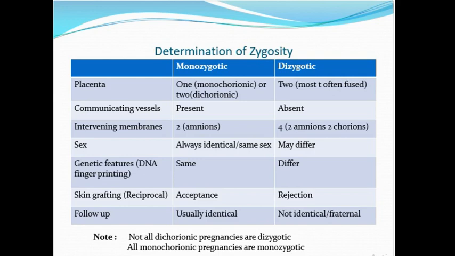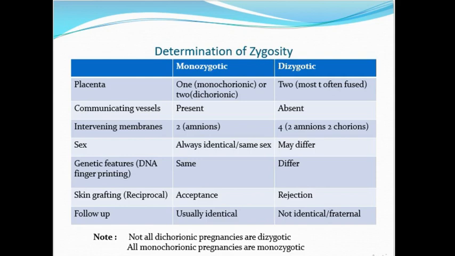Now, let's look at the determination of the zygosity of the pregnancy. Basically, as we've seen, we'll talk about monozygotic and dizygotic. Monozygotic meaning that only one egg was fertilized, and they are usually identical twins. They have one placenta, which is monochorionic, or sometimes they have two separate placentas, which is dichorionic. Almost all the time, we have communicating vessels present in between them. And also the intervening membranes are two amniotic sacs. Then their sex is always identical, or they always have the same sex.